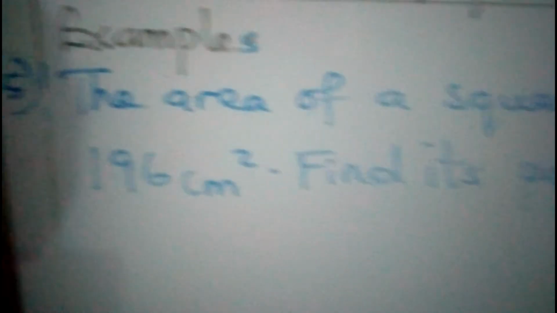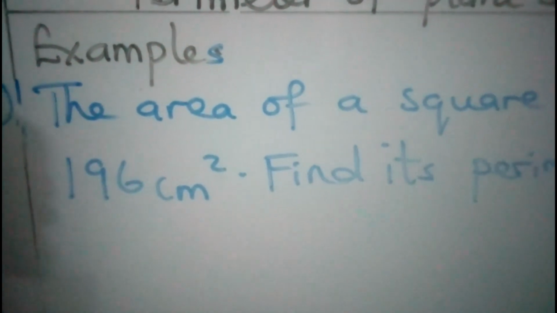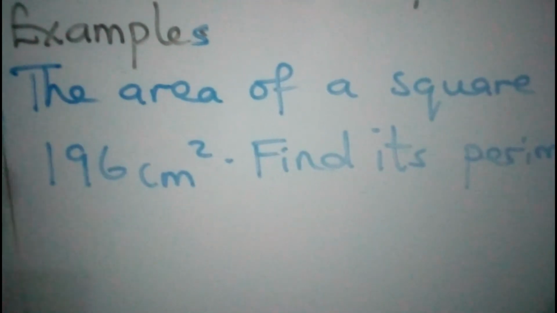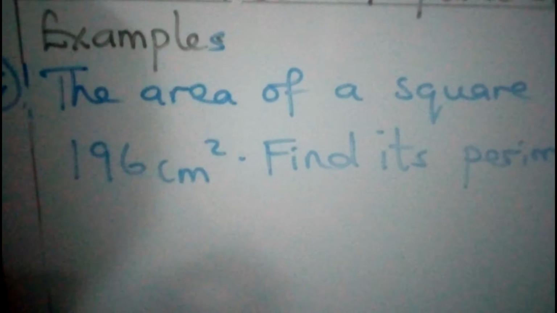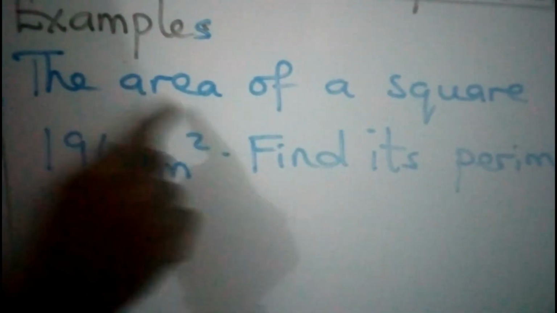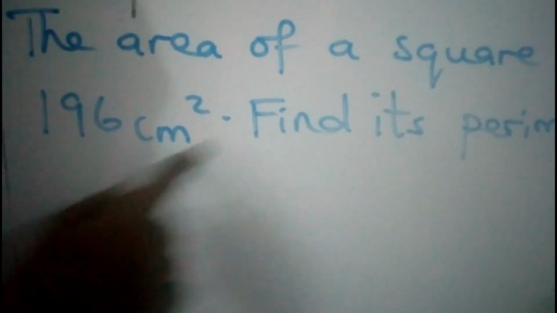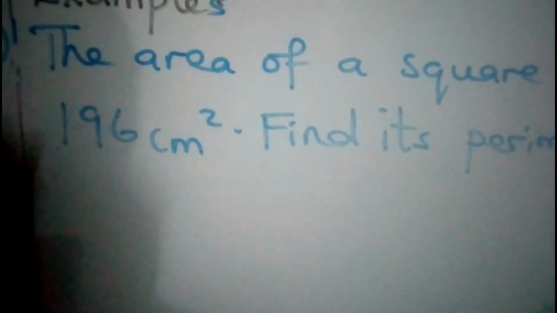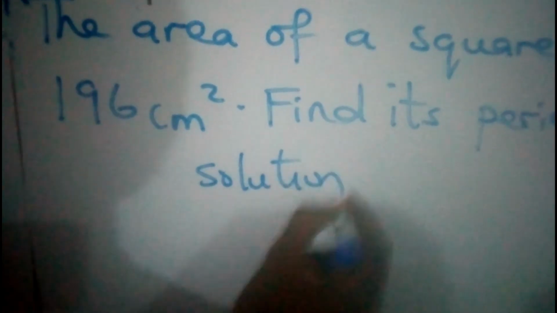Now we are taking example 5, and at this point we are already considering the link or the relationship between area and perimeter. You know, the last time we talked about area, today we are looking at perimeter, and later now we are looking at the link between the two. Alright, number 5 says the area of a square is 196 centimeters squared. Find its perimeter. So we are talking of a square here. Area is given, you have to find perimeter.